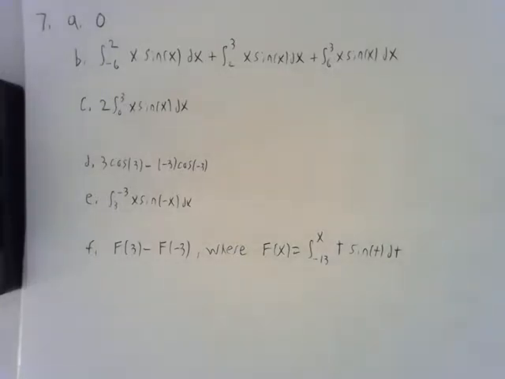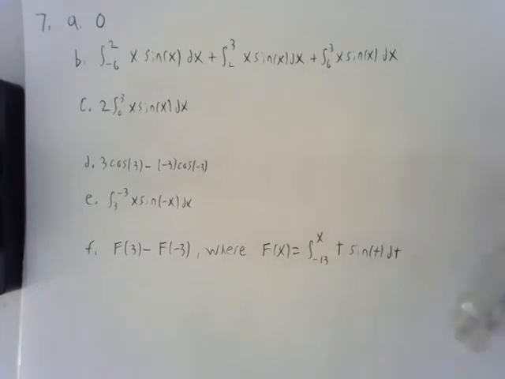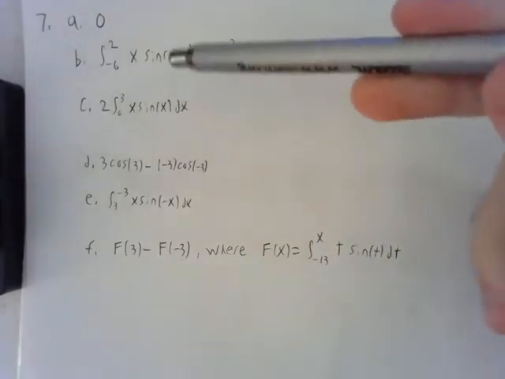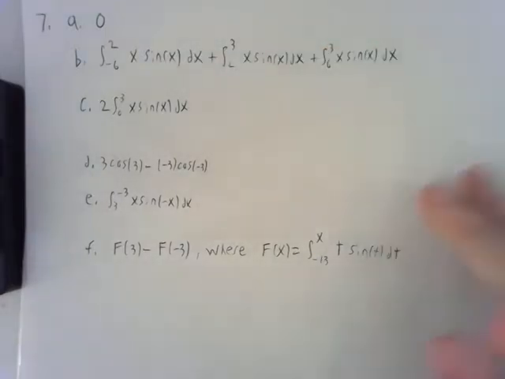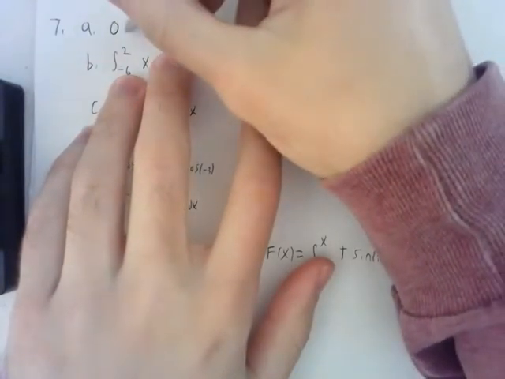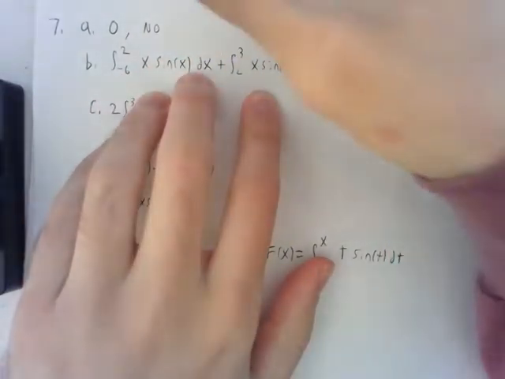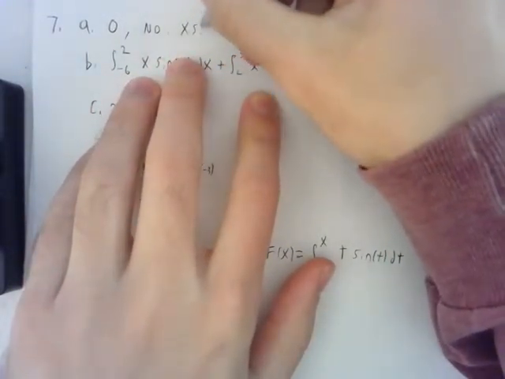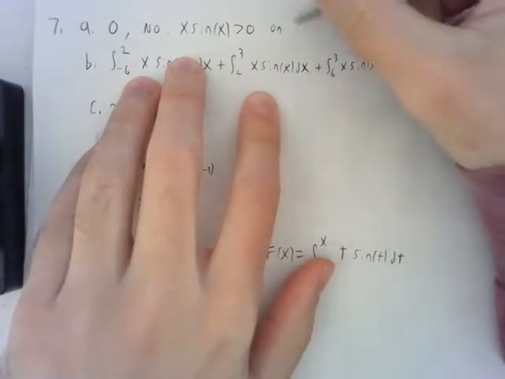Alright, so in this problem, we are asked to determine which of these choices are equivalent to the integral from -3 to 3 of x sine of x dx. So let's look at A first. This one is not equivalent. x sine of x, it turns out, is actually positive on this interval.